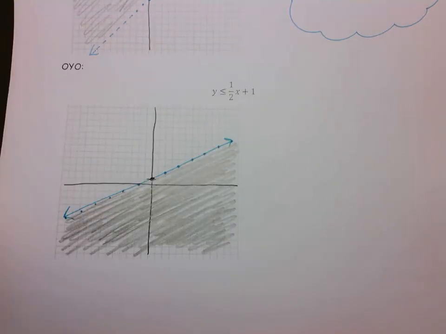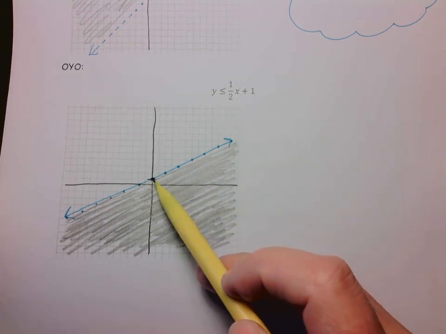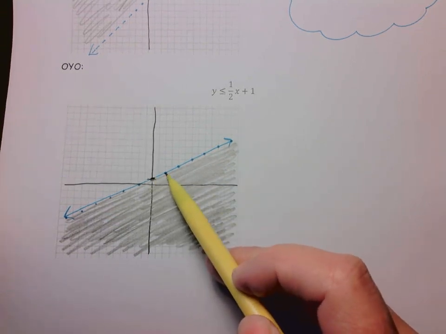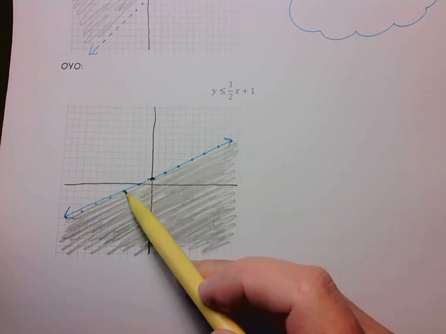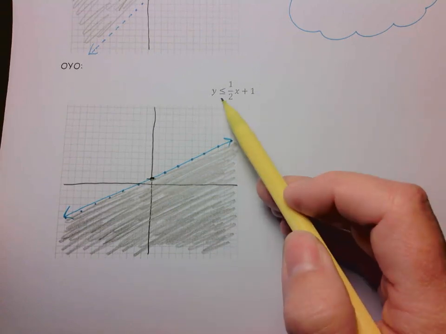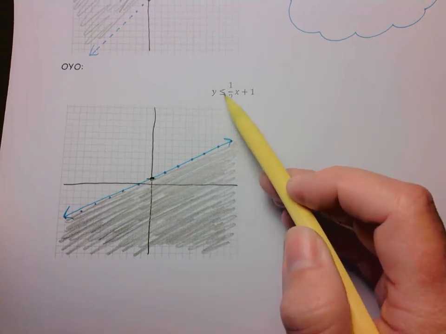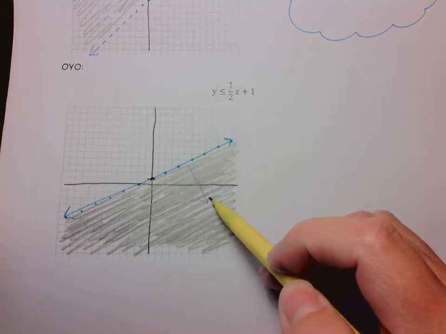Here's the answer. My y-intercept is at positive 1 and my slope is a positive 1 over 2. So what did I do? From this point of positive 1, I went up 1 over 2, up 1 over 2, and then I also went down 1 over 2, down 1 over 2. My line is going to be solid because it's an or equal to, and then it's a less than, so I highlighted down towards those negative y values.